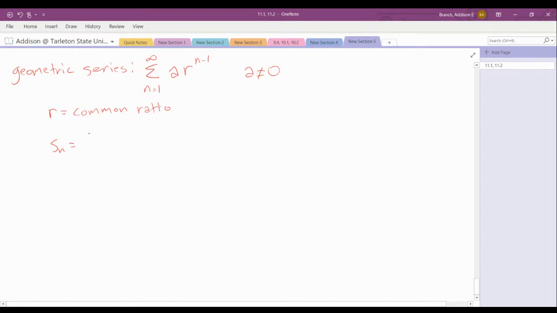Your partial sum is going to be a times 1 minus r to the n over 1 minus r. If you derive that, your total sum is going to be equal to a over 1 minus r. And lastly, these converge if and only if the absolute value of r is less than 1. Otherwise, it'll just diverge.